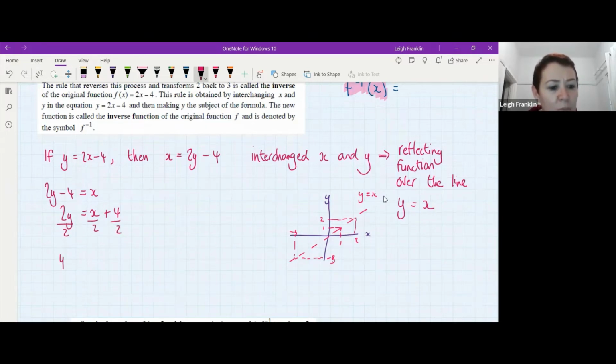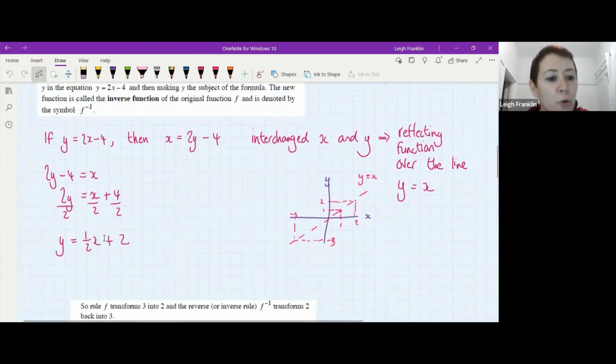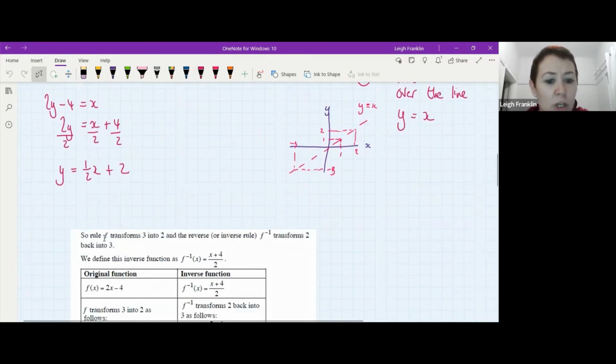And that now leaves me with 1y, that's what I want, plus 1 in front of the y is equal to 1/2 x, or you could write x over 2 if you wanted, plus 2. So we would say that the inverse of y equals 2x minus 4 is the line y equals 1/2 x plus 2. So what this rule would do is transform 2 back into 3 again.